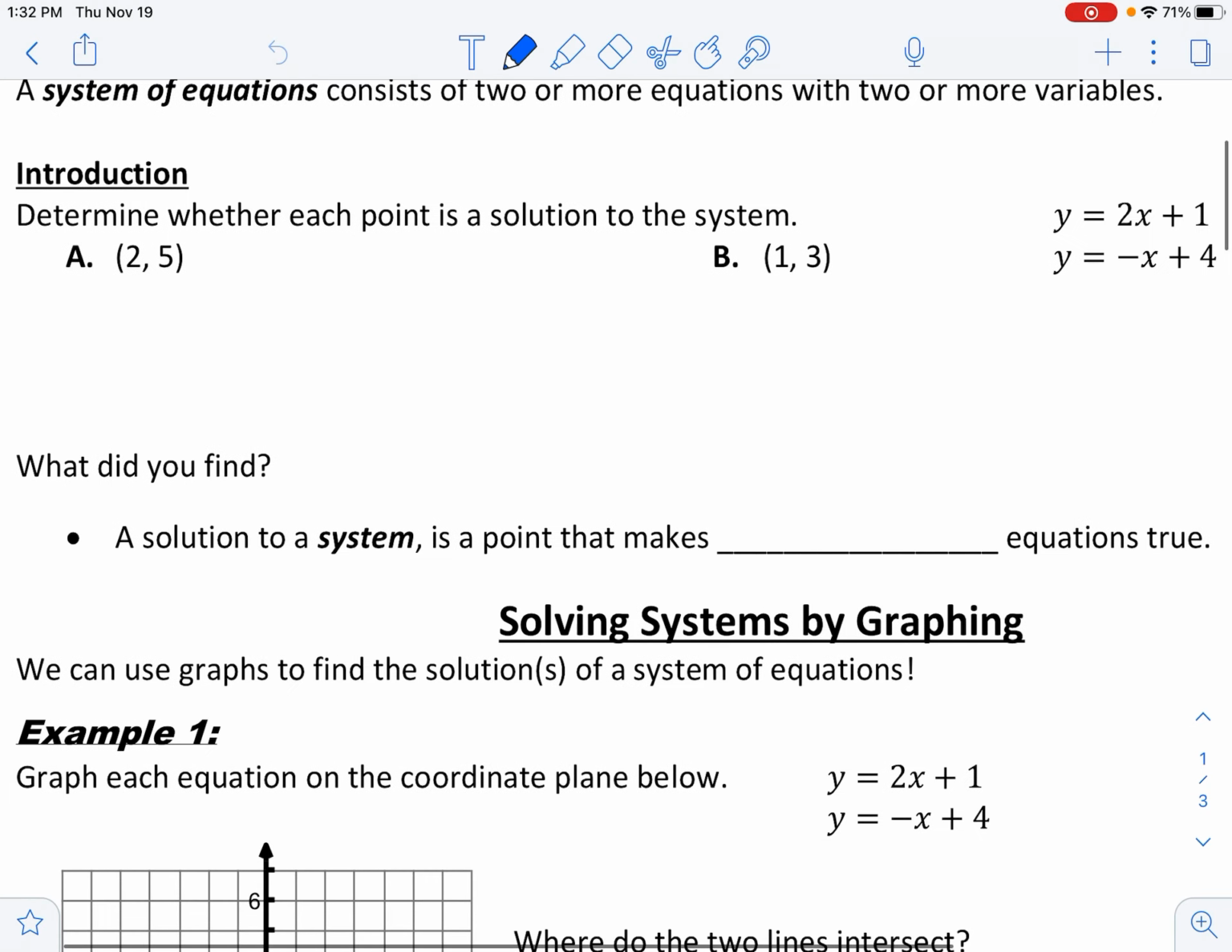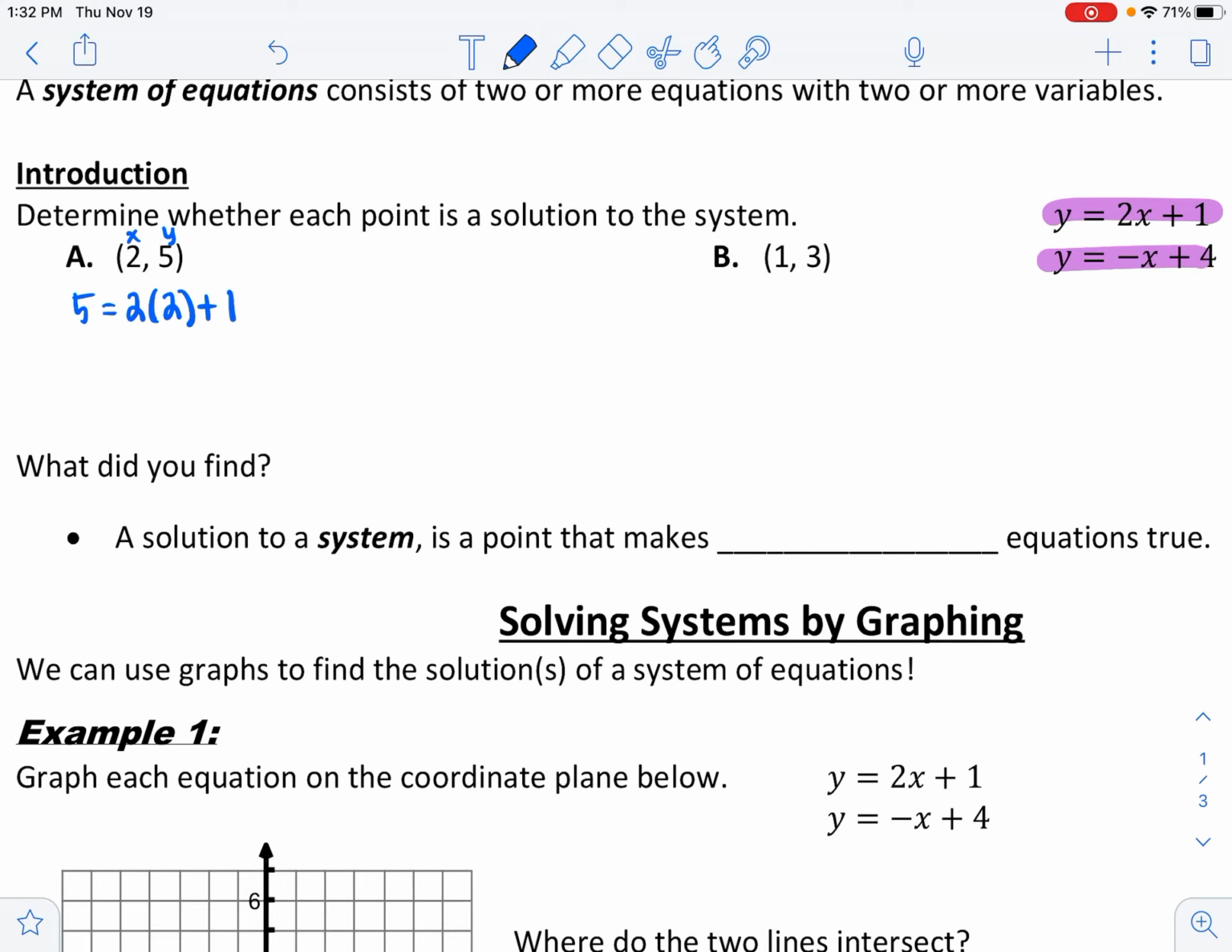Okay, so here's an intro. It says, determine whether the point is a solution to the system. So we're going to start with (2, 5). I want to know if it's a solution to the system on the far right here. What I'm going to do is plug in 2 for x and 5 for y into both equations, and see if it's true in both. If it's true in both, then it's a solution to the system. If it's not true in both, then it's not a solution.